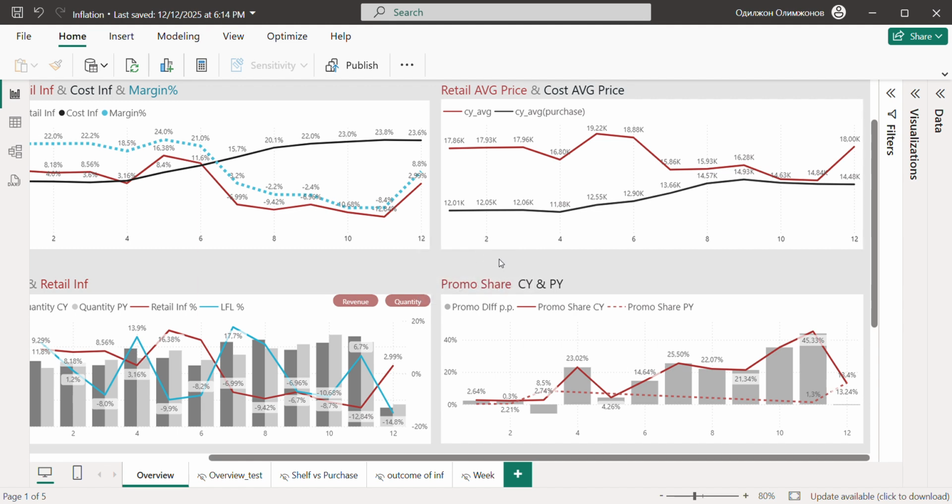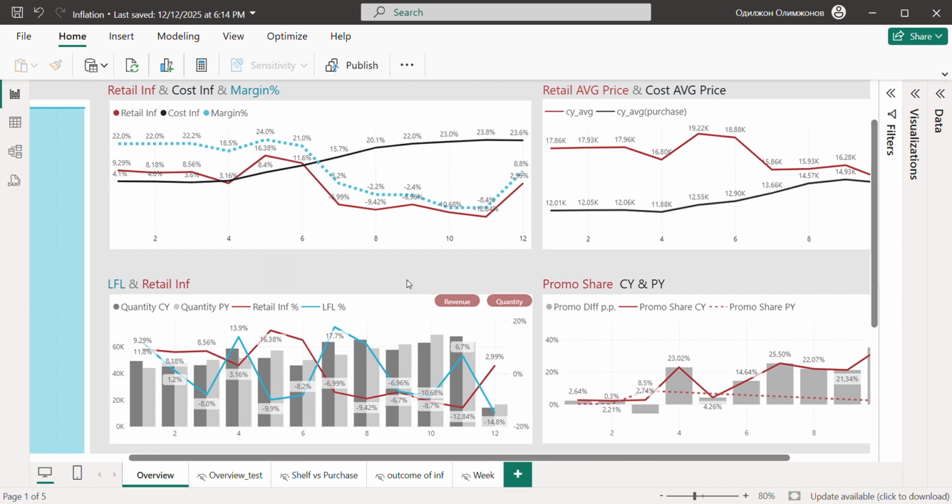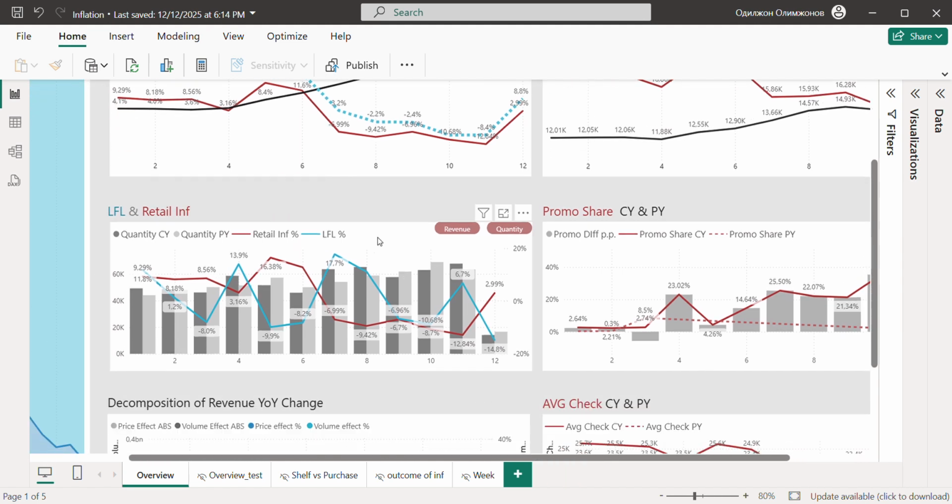So let's dive deeper and see the correlation of LFL sales with retail inflation. So the red one is retail inflation, while blue one is LFL sales. So we can see the sales in revenue. This means in monetary numbers, but also in quantity.